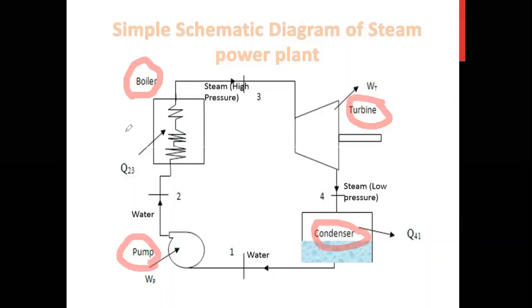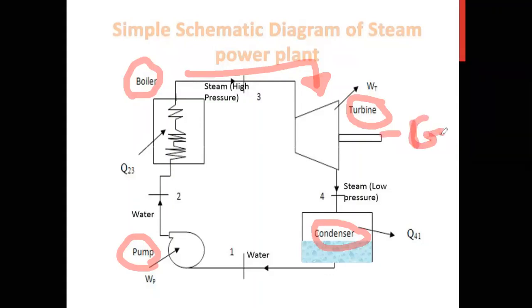In the boiler, the water becomes steam, high pressure, high temperature steam. This steam flows to the turbine. The turbine uses this temperature and pressure and converts it into rotational energy. And the turbine is connected with the rotor of the generator. This shaft is connected with the generator, so it also moves the generator. So the generator creates electricity.